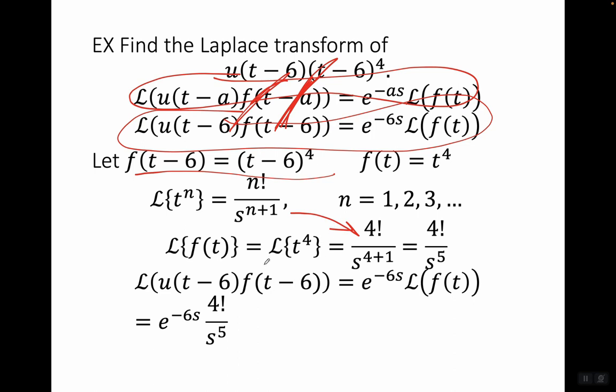So let's put all the pieces together. The Laplace transform of u of t minus 6 times f of t minus 6, based on the formula we saw earlier, is e to the negative 6s times the Laplace transform of f of t. In this particular case, the Laplace transform of f of t is 4 factorial over s to the 5th. So the Laplace transform of this function is e to the negative 6s times 4 factorial over s to the 5th.